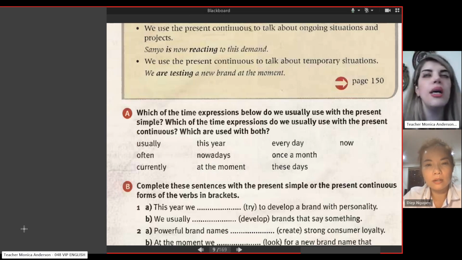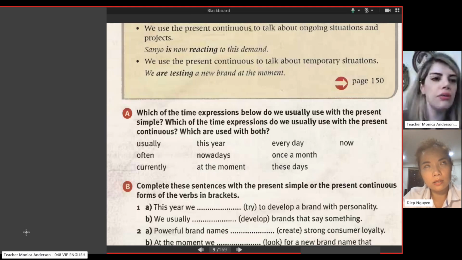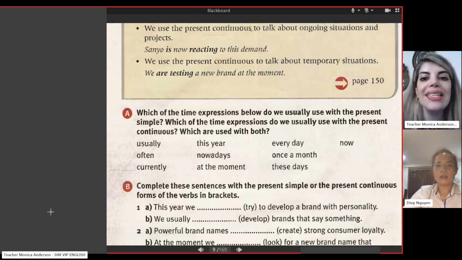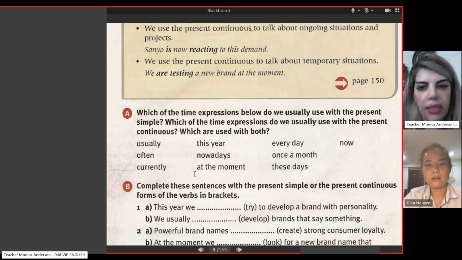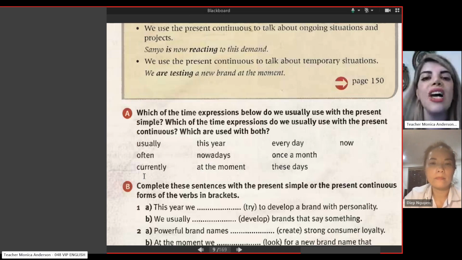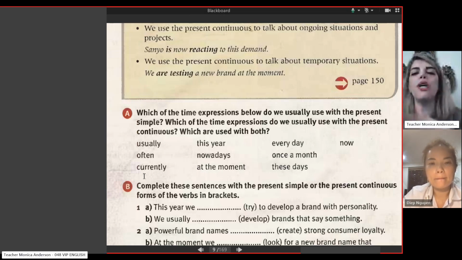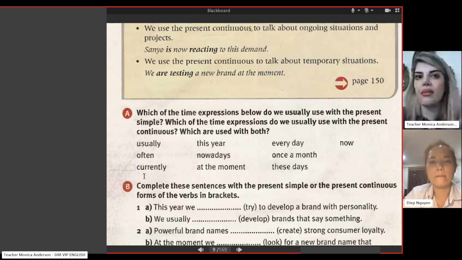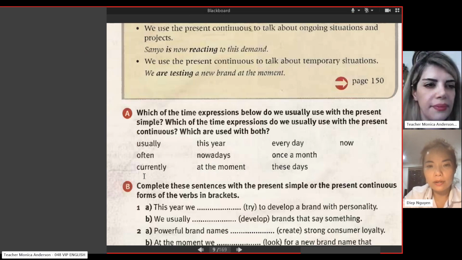Currently means at the present time. Yes, at the present time, not now, present time. So, present simple. For example, I study English currently. It means present time, I study English, maybe Sundays, Mondays, Tuesdays. So this is something in present time, but not right now. So this is present simple. The next one, this year, is continuous.